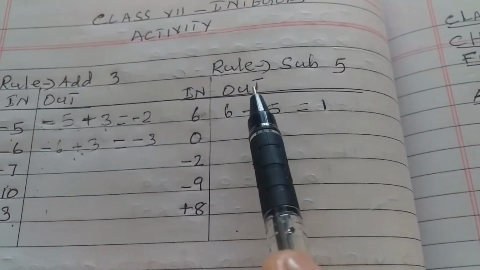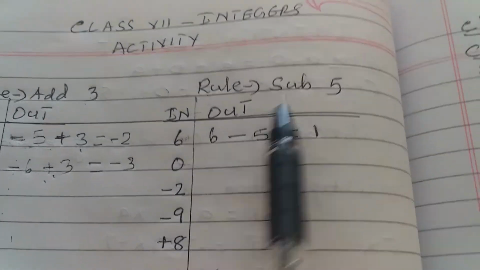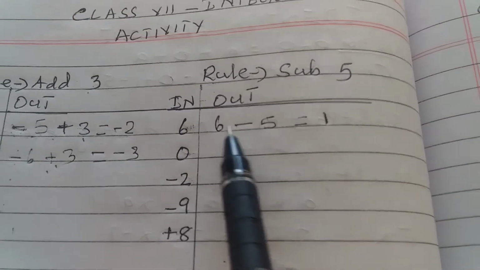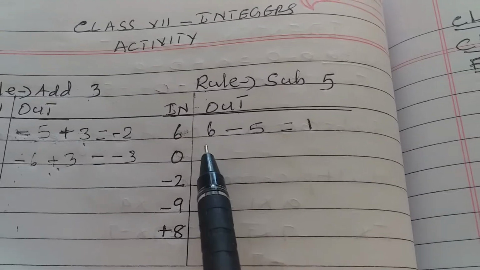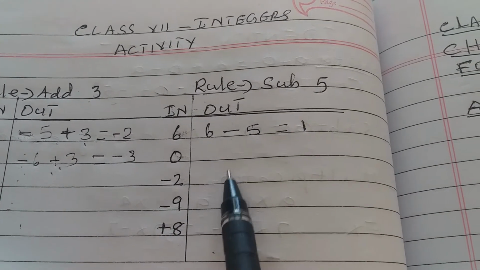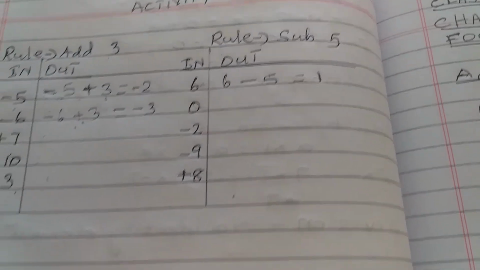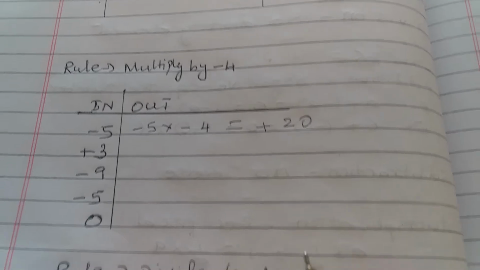Next the rule is subtract 5. So number in is 6 and you have to subtract 5. Subtract means it is minus. 6 minus 5 is 1. So next you should write number in is 0 minus 5. Then minus 2 minus 5. Well, you do the sums and find the answers. Okay. So this will be a recalling activity for you.